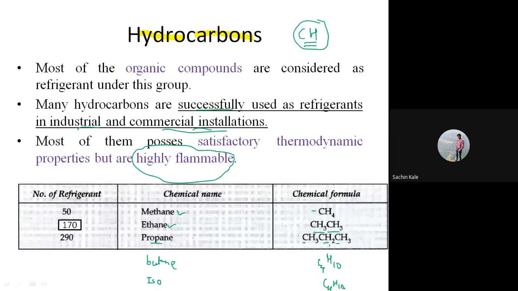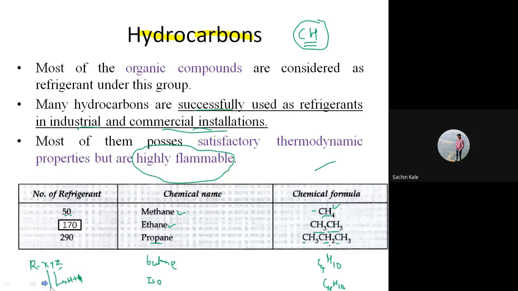So here, if you see the refrigerant number, the designation system for hydrocarbon refrigerant is similar to that of halocarbon refrigerant. That is RXYZ. Z was indicating the number of fluorine atoms. So if you consider methane, CH4, is a fluorine atom present? No. That's why the value of Z will be equal to 0. Y indicates the number of hydrogen plus 1. How many hydrogen atoms are present? Here the number of hydrogen atoms is 4. So 4 plus 1 is 5.